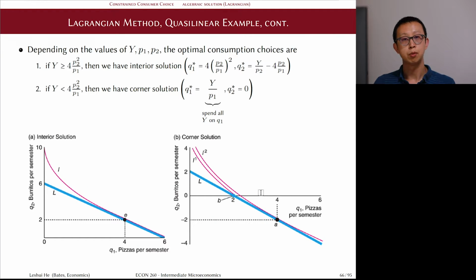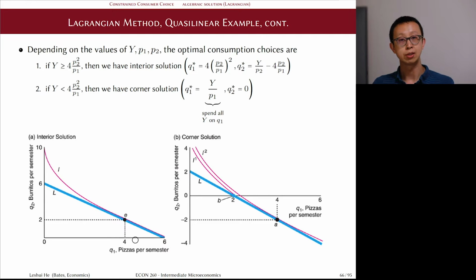The graphs here summarize the two different scenarios we just discussed above. When our budget Y is sufficiently high, or if P2 is relatively inexpensive relative to P1, then the optimal solution is an interior solution, exactly as what we have solved from the Lagrangian approach. The consumer will choose a positive quantity for both good 1 and good 2. The tangent condition holds on the budget constraint at a point where both Q1 and Q2 are positive.